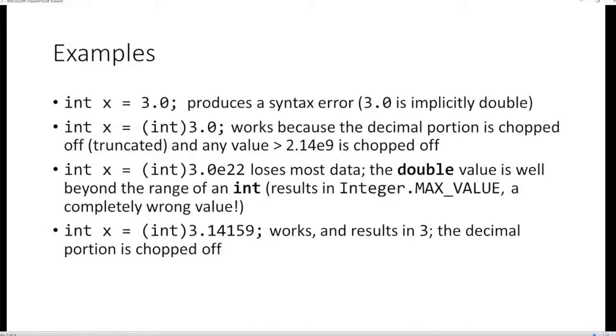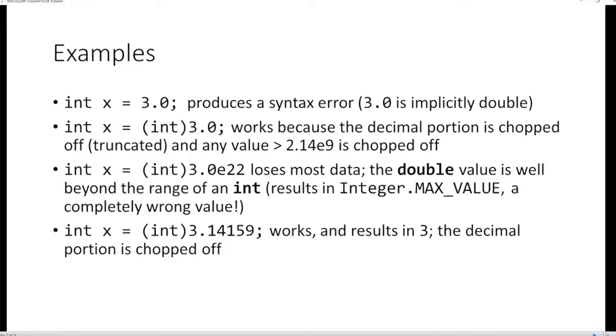Here are more examples. The 3.0 E22, that's 3.0 times 10 to the 22nd power, cast to an integer, loses most of the data. The double value is well beyond the range of an int, and what results is Integer.MAX_VALUE, which is that 2.14 billion. And notice that doesn't correspond to 3.0 in any meaningful way. So what you get is something strange.